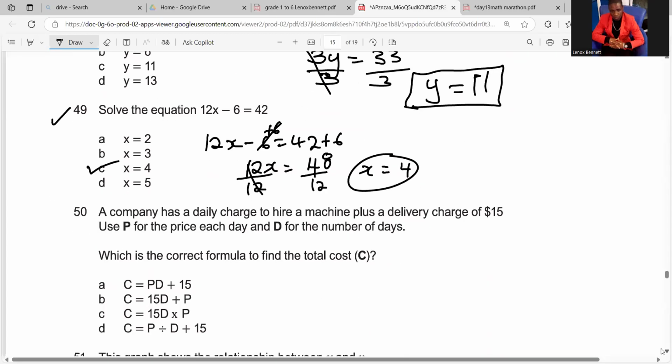Let's look at this one, guys. A company has a daily charge to hire a machine plus a delivery charge of $15. Use P for the price of each day and D for the number of days. Which is the correct formula to find the total cost?